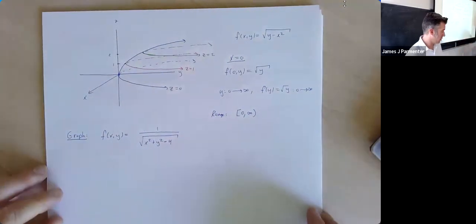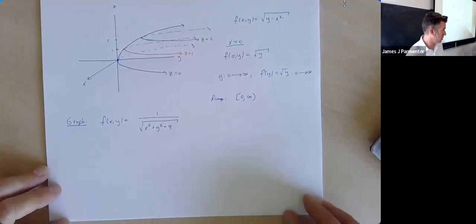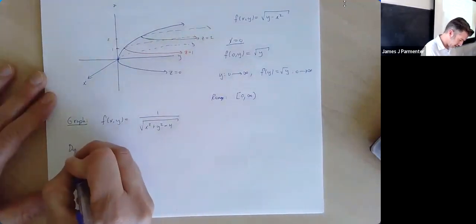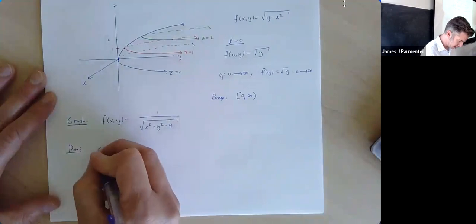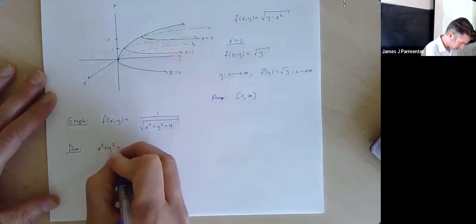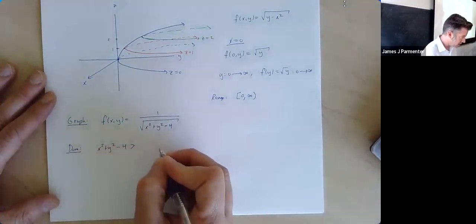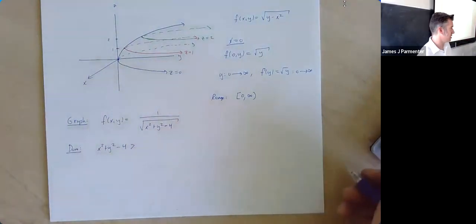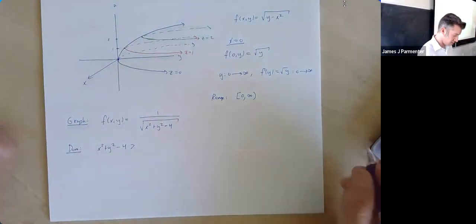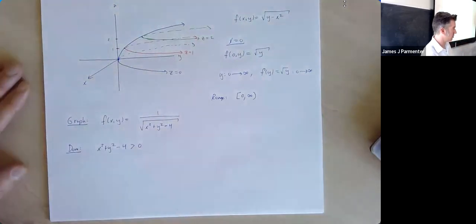Again, we're seeing here that we definitely have a domain restriction. So I'm going to talk about domain for a second and say, well, I know the inside here, x squared plus y squared minus 4, has to be greater than, normally it'd be greater than or equal to 0, but since it's in the denominator, I actually don't want it to equal 0. So it's just going to be strictly greater than 0.